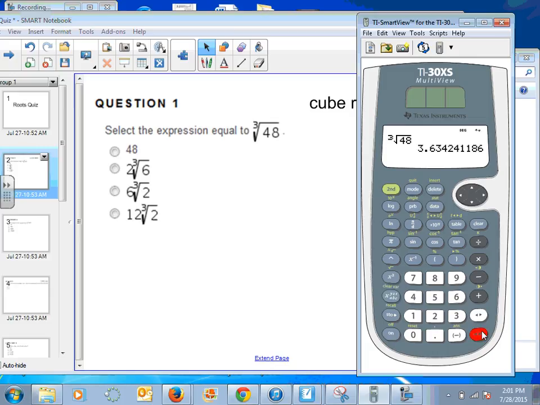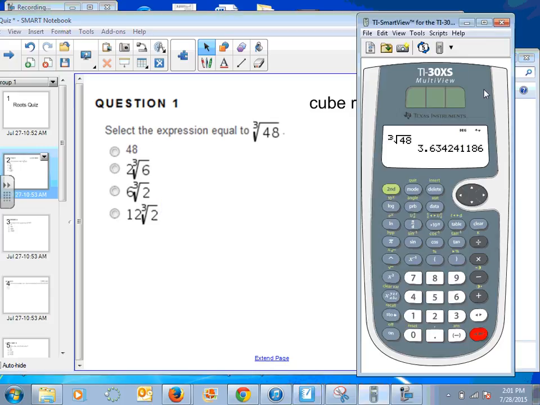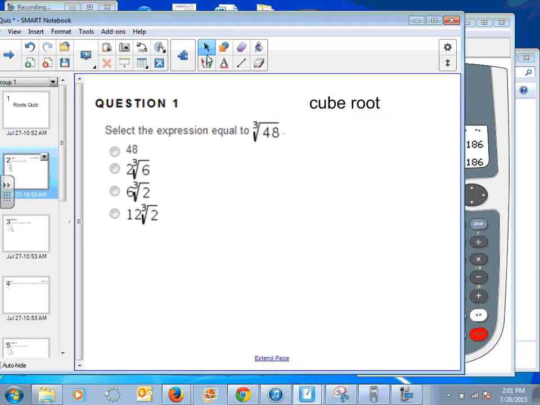Okay, that's fine. What we're going to do is look down this list and see which of these is equivalent to that. Let's take that first one. That means 2 times the third root of 6. I don't put that multiplication in there, but we have to recognize it. So 2 times the third root of 6 is 3.63. Perfect, those values are the same, so that's the one we want. I skipped over the first choice, 48, because when we calculated the third root of 48, that's not what you ended up getting.